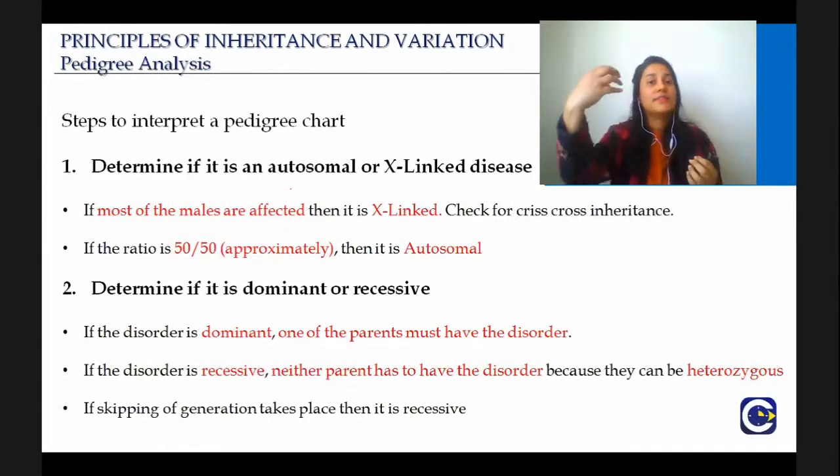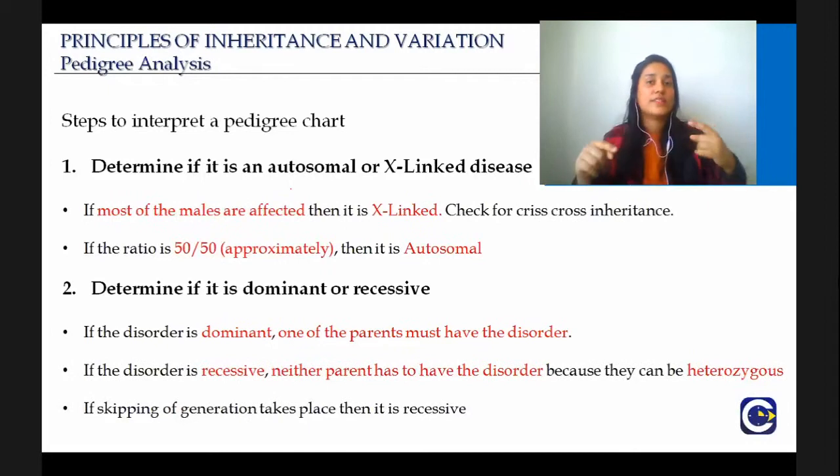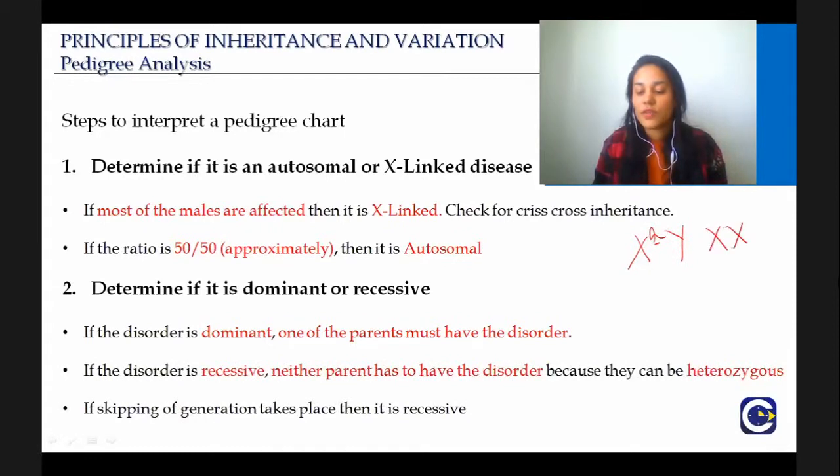What was crisscross inheritance? That the father can lead a defective allele to the daughters. A mother will lead to a defective son. Okay, this crisscross, the opposite sex, father to daughter, and then from mothers to son. So if most of the males are affected, then it is X-linked. And again, why? Because in case of male, you need only one affected in case of sex chromosome. In case of females, you again need both. But this is not the case in case of autosomes, because in autosomes, there is no Y chromosome. They are equal. Okay. So then the ratio is 50-50 approximately.